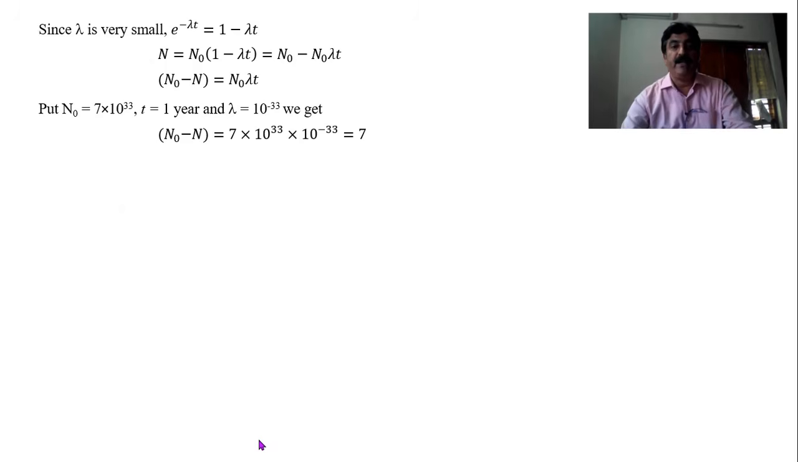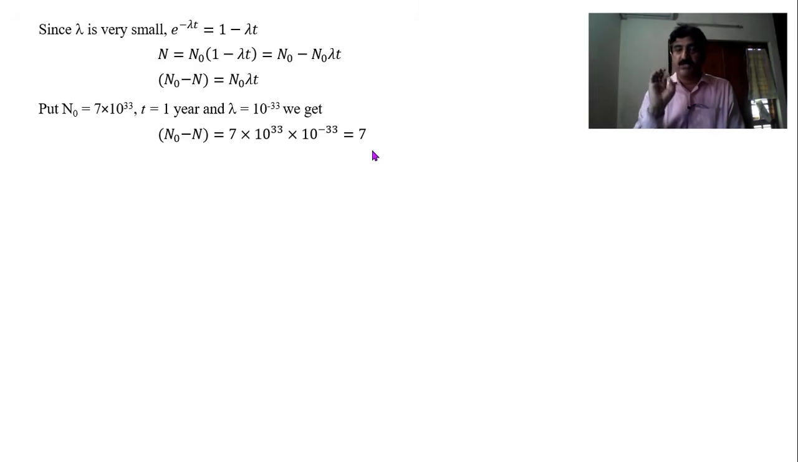We can approximate e to the power of minus lambda t as 1 minus lambda t, using binomial expansion. So n is equal to n naught into e to the power of minus lambda t, which becomes n naught into 1 minus lambda t. Simplify and rearrange, and you get n naught minus n is equal to n naught into lambda t. Now put in n naught, t equal to 1 year, and lambda, and simplify: n naught minus n is equal to 7. That means if protons are decaying, in 1 year 7 protons must decay.